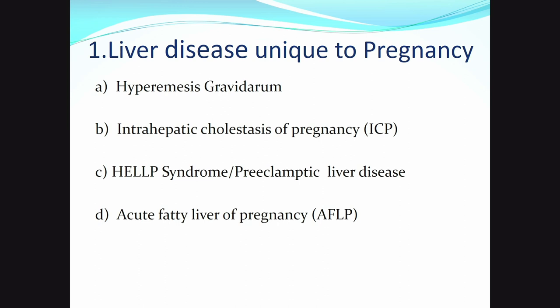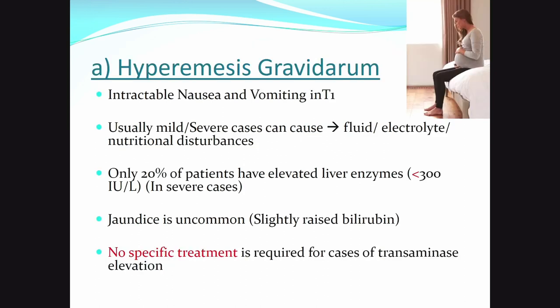Those four conditions are unique to pregnancy, and we should not forget them, as we don't belong to the obstetric team, so we have to have an idea when somebody comes with a similar clinical presentation. Hyperemesis gravidarum, we are familiar with the situation. It's basically intractable nausea and vomiting in the first trimester, usually mild, but in severe cases, they can have fluid, electrolyte, and nutritional disturbances.